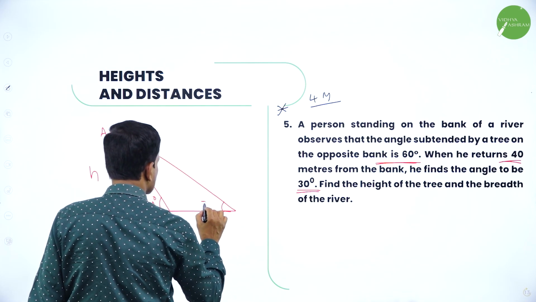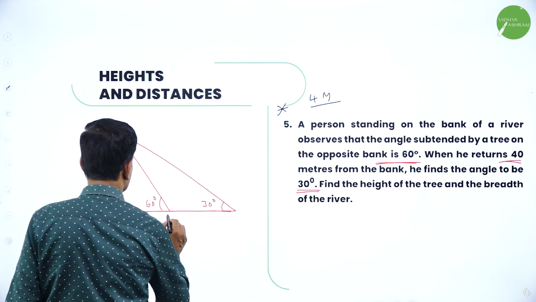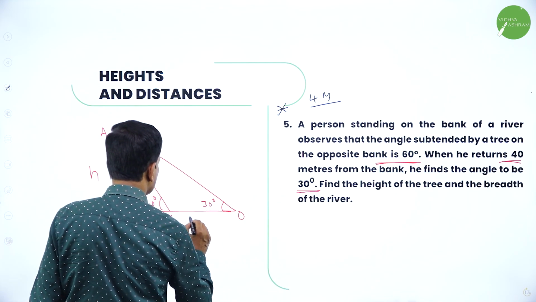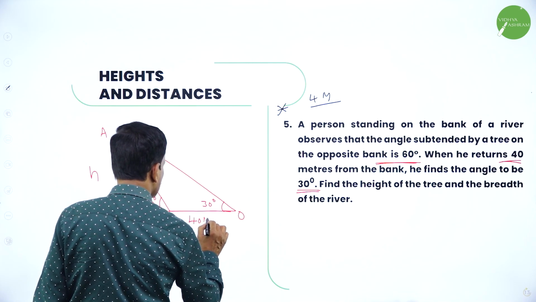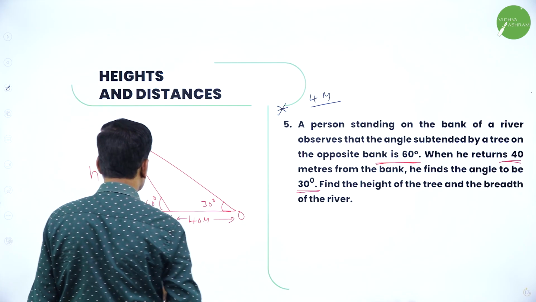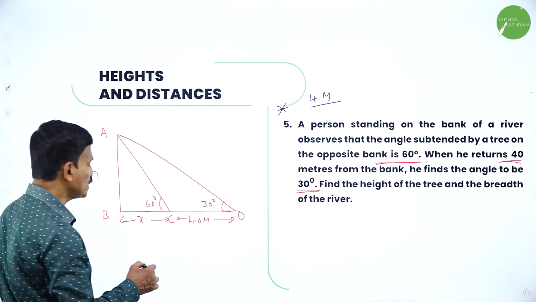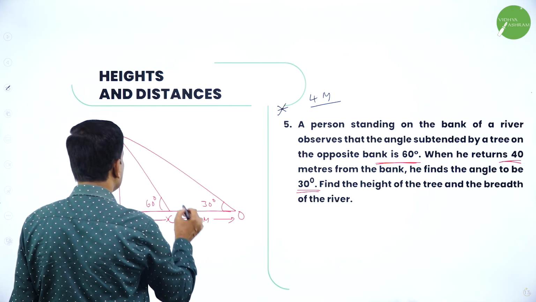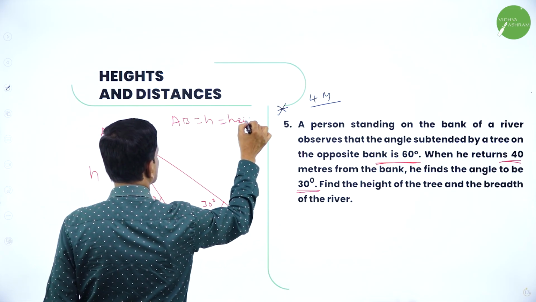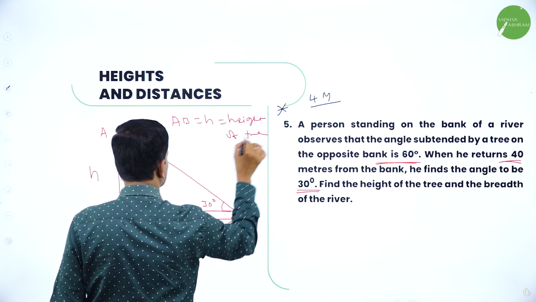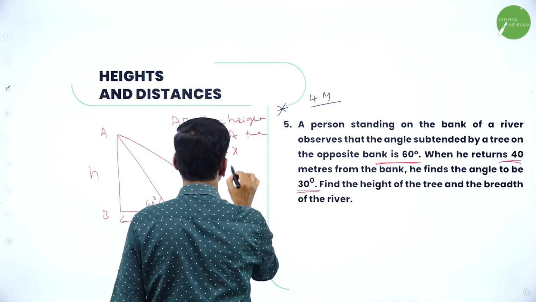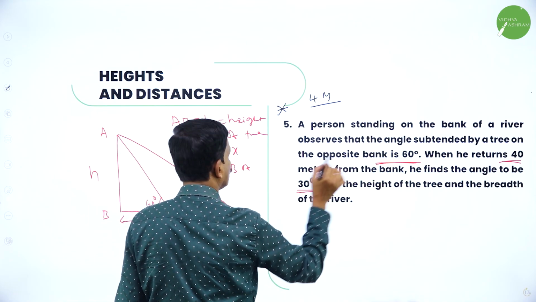This is 30 degrees. Call it C and this is O. The distance traveled from C to O is 40 meters. Let us call X the distance between these two points. Now, AB is the height H of the tree and BC is the breadth of the river. AB is equal to H, the height of the tree, and BC is equal to X, that is nothing but the breadth of the river.